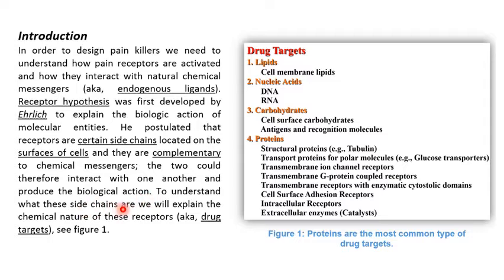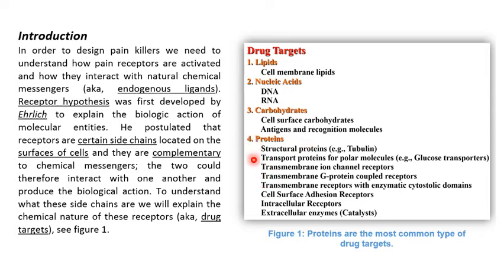In order to understand these side chains, let's explain the chemical nature of these receptors, also known as drug targets. Drug targets can be classified based on their chemical nature into four groups. There could be lipids, such as cell membrane lipids. There could be nucleic acids, such as DNA or RNA. There could be carbohydrates, like the cell surface carbohydrates and antigens. And last but not least, there could be proteins, which is the most common type of these drug targets.